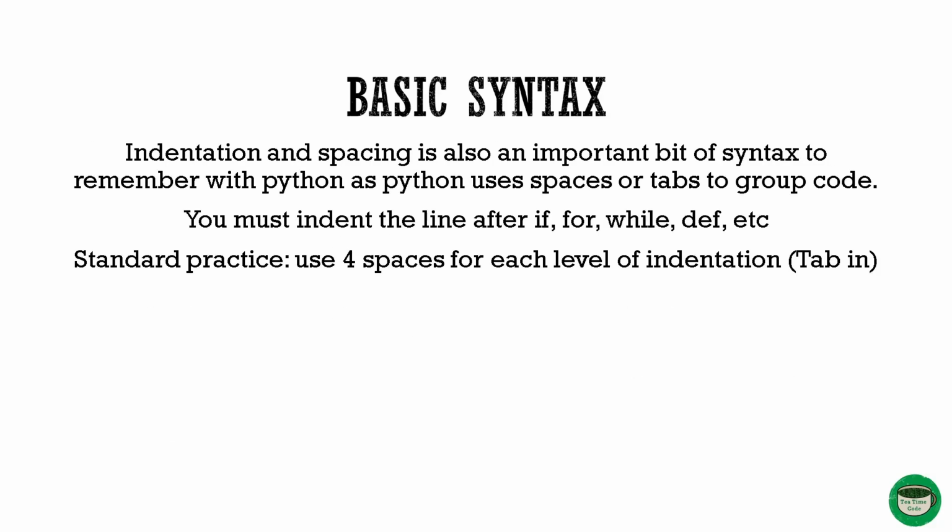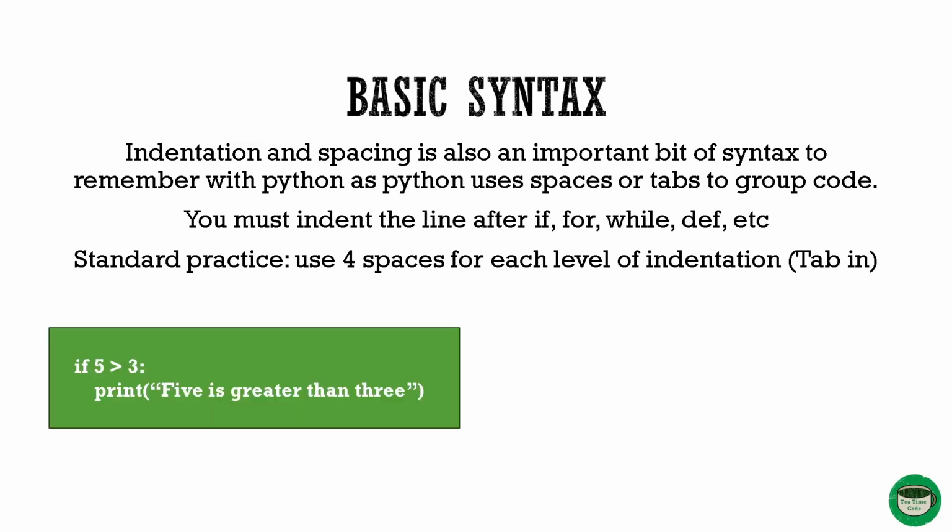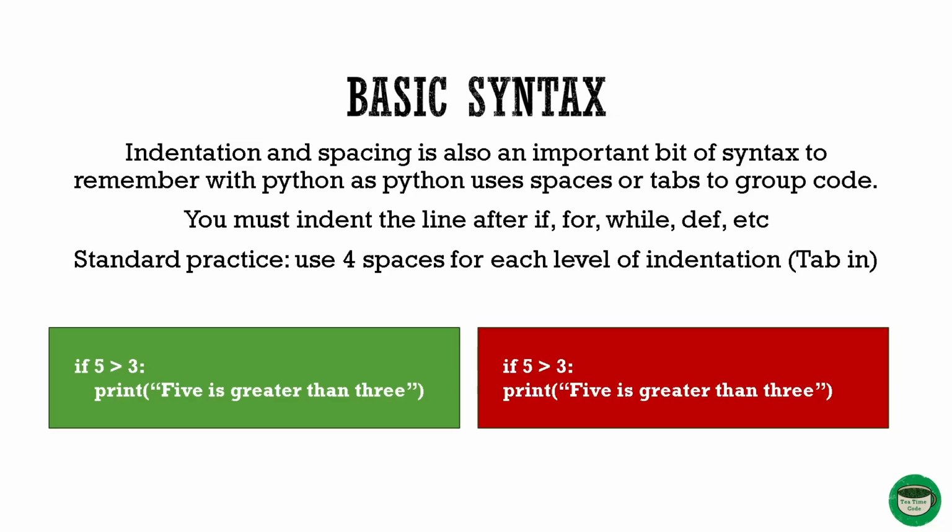Indentation and spacing is also an important bit of syntax to remember with Python, as Python uses spaces or tabs to group code. So you must indent the line after an if, for, while, a function, or anything else, for example. Standard practice is to use 4 spaces for each level of indentation, or, commonly, you can also just tab in using the tab button on your keyboard. It would look something like this would be correct, whereas something like this would not be.